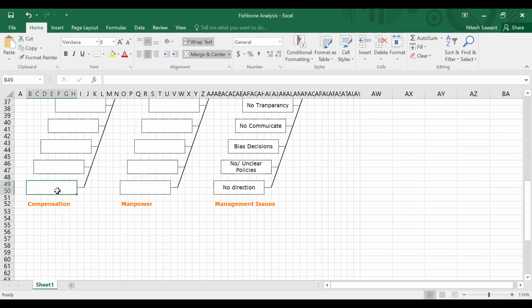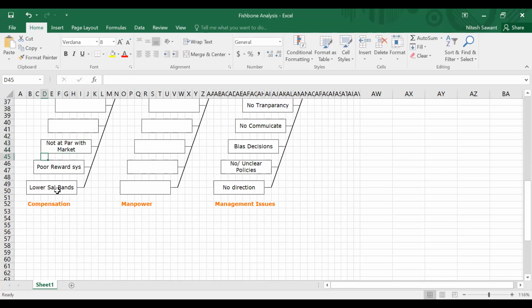What could be lower compensation bands? Poor reward system. Yes, poor reward system. Some organizations only believe in extracting work. So yes, the reward system is not appropriate, or maybe not at par with market standards, sometimes yes.